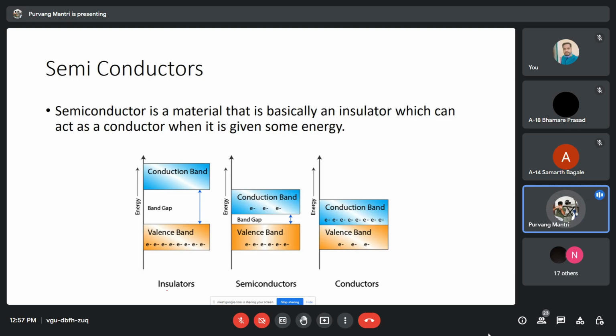So an insulator can become a conductor, but it requires a tremendous amount of energy, because there is a valence bond. I hope you are aware of valence electrons. If you are not, no worries. The next slide is going to be about valence electrons.